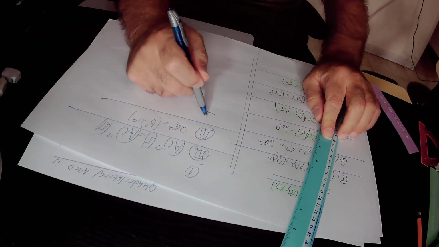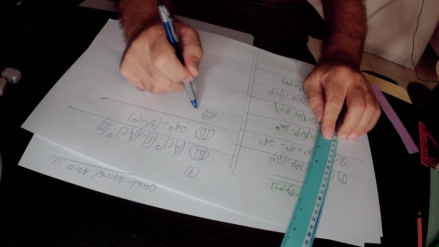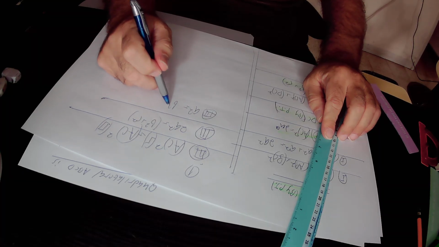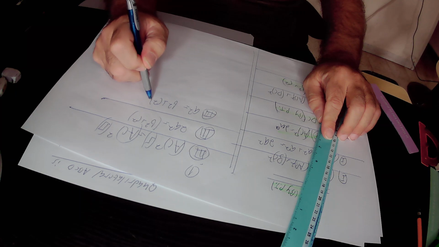And finally we get that A squared equals B squared plus C squared over 2.